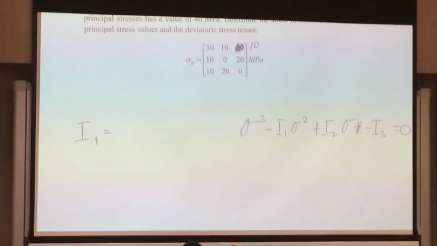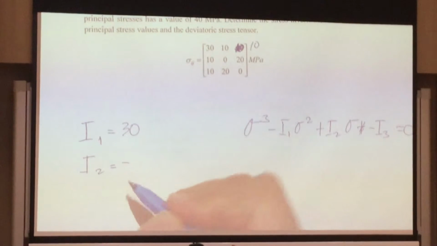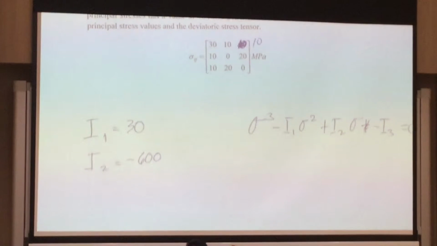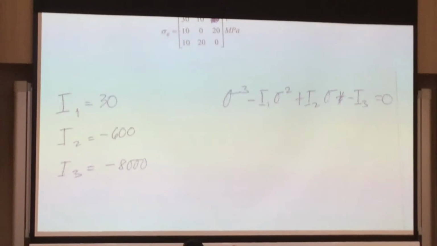For your first invariant, I1, 13, okay. And then you have your I2, negative 600, okay. And then you have your I3, negative 8,000. So what do you get as a stress? I mean your principal stresses.